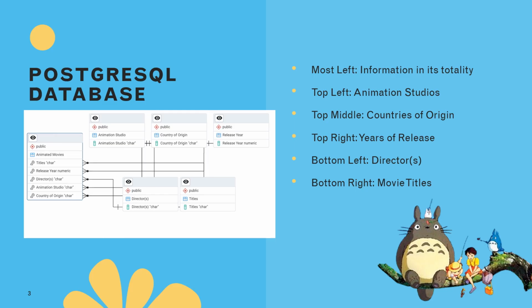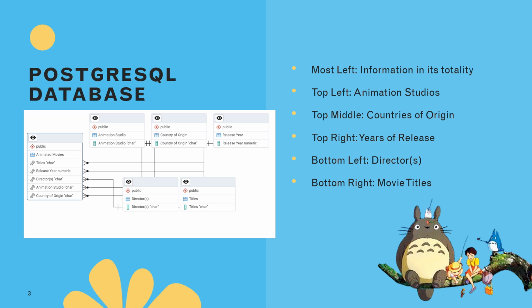So for my database in Postgre, I have a table on the far left of the image that contains what you saw in the general spreadsheet from the last slide. And then, starting on top left, I have a separate table for animation studios connecting that to the primary table. This is the same for all of the tables.